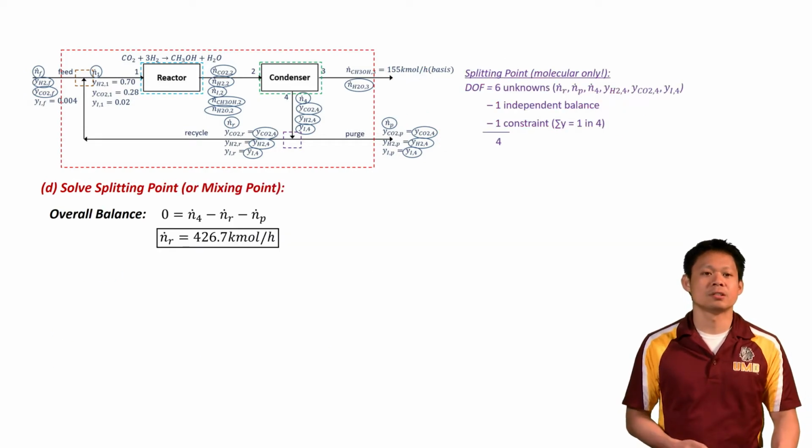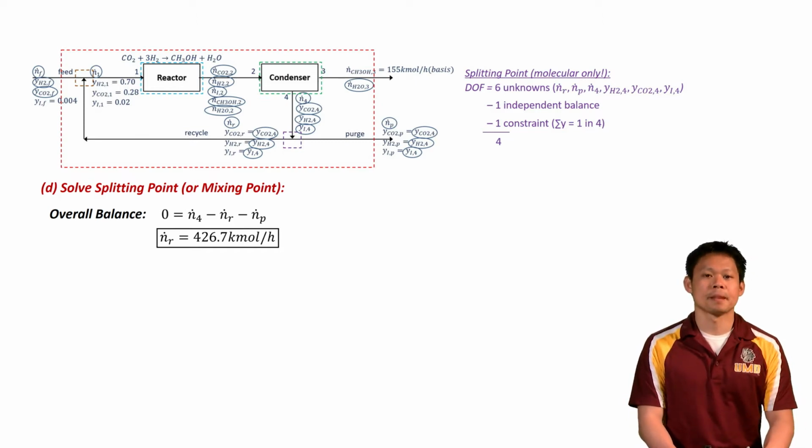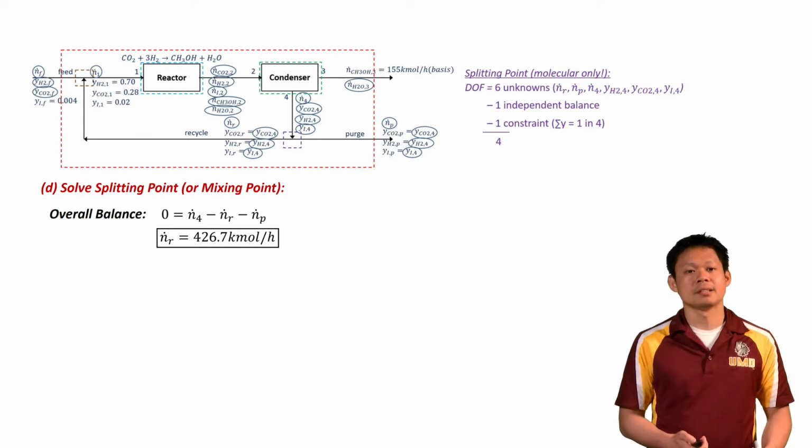And you can do either the splitting point or the mixing point. It is a simple overall balance for either one of them. In this case, I'm doing the splitting point, and you can find the remaining unknown. All right, so that is how we solve the problem in this case.